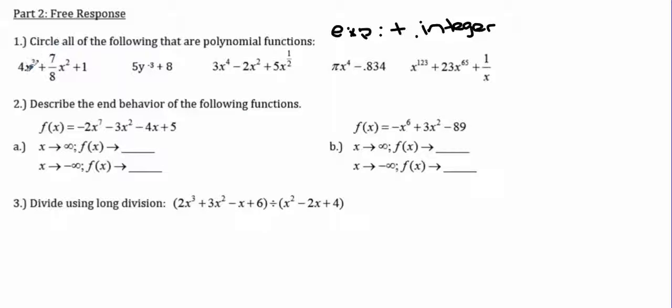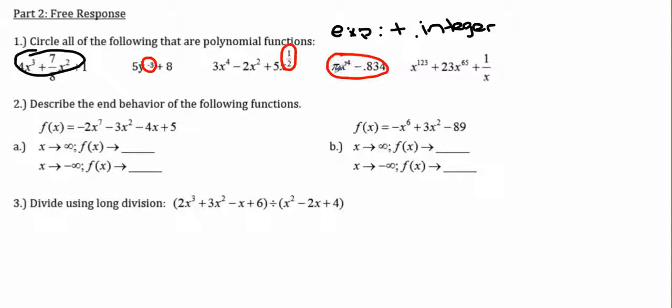If we look at our first one and all the exponents, yes, those are positives and those are integers, so the first one is a polynomial function. The second one, 5y to the negative 3, is not a polynomial because that's a negative exponent. Next, 5x to the 1/2 is not a polynomial function because 1/2 is not an integer. And the following is a polynomial function.